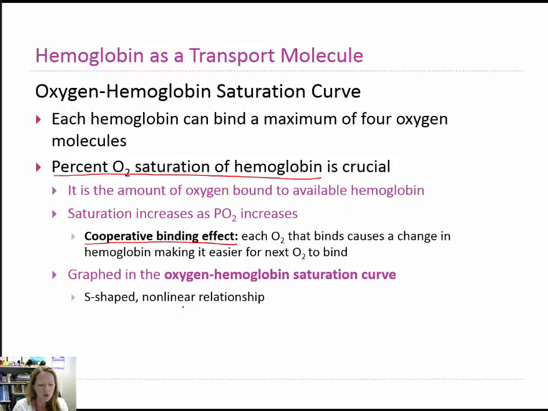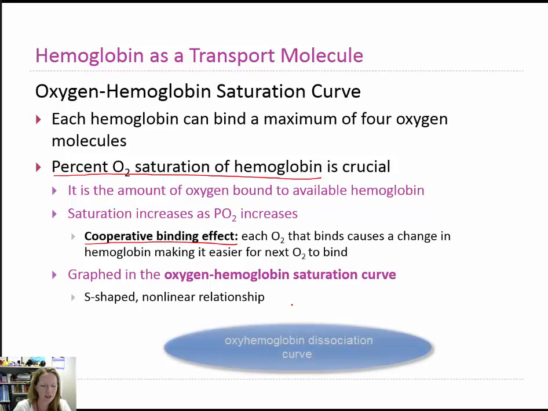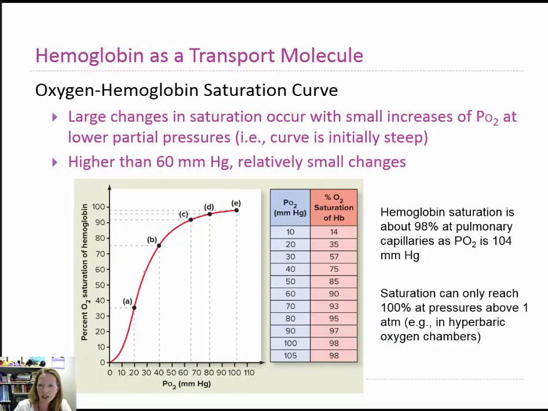So this whole thing can be put on a chart called an oxygen hemoglobin saturation curve. Another term for that is oxyhemoglobin dissociation curve. I don't want to write that out, but I'll put it up here, or it should be appearing already. So let's take a look at what this curve is going to look like. It's S-shaped, nonlinear, as you can see.